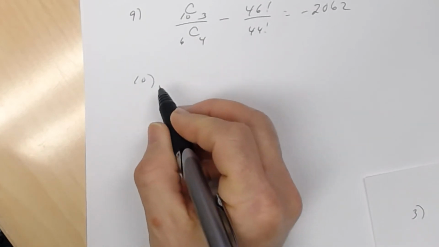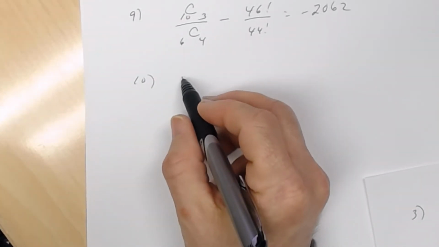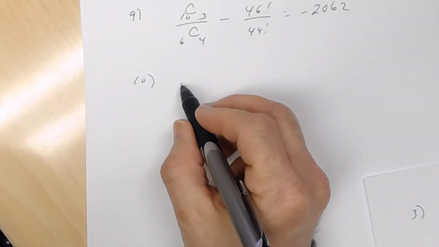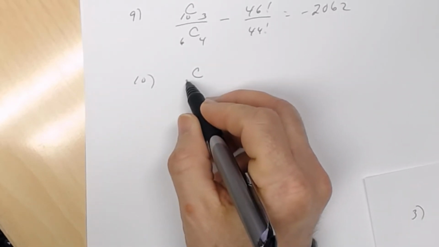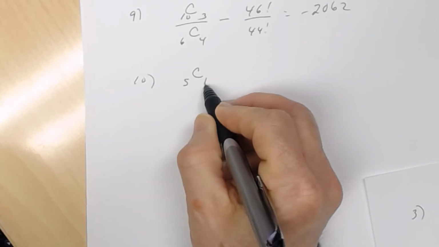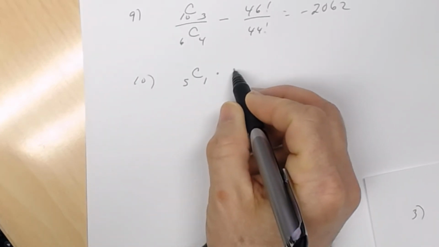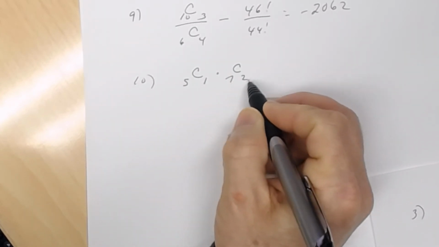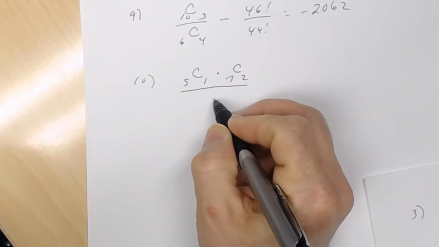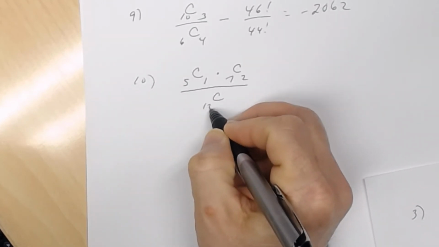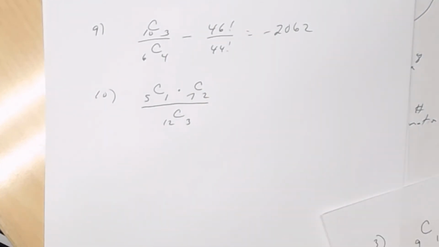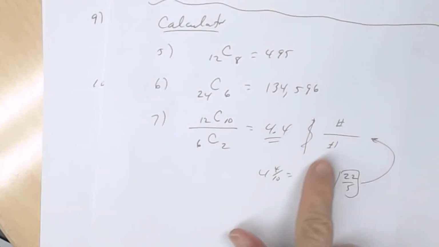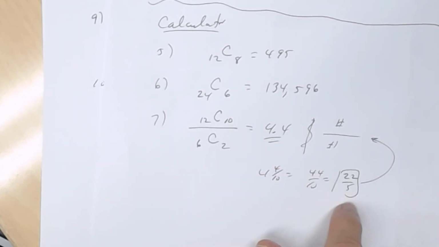Okay, and then number 10, let's suppose you had this. Suppose you had the number of combinations of 5 items taken 1 at a time times the number of combinations of 7 items taken 2 at a time divided by the number of combinations of 12 items taken 3 at a time. Okay? All right. So we may again end up with a decimal, but if you do, just go ahead and write it as a fraction.